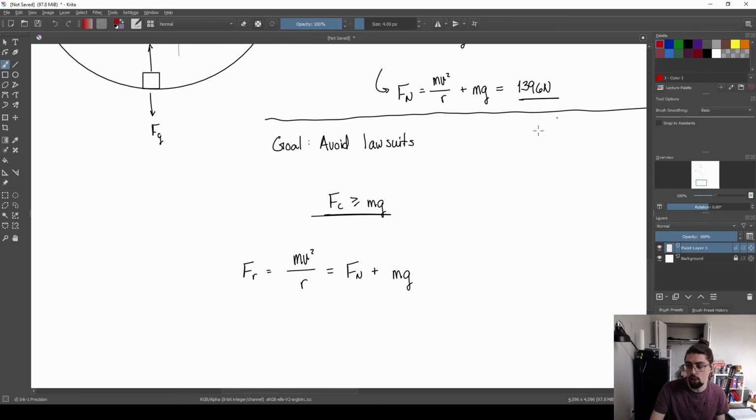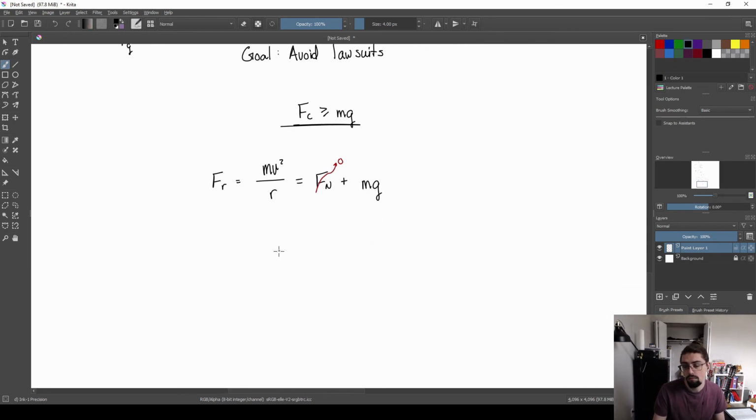We have set the condition. We are moving at the minimum possible speed when the normal force has gone to 0, but gravity is just enough to provide for that centripetal force. We would like there to be a little bit more normal force because that's safer. The more normal force there is, the safer we are on the ride. But this is our bare minimum.